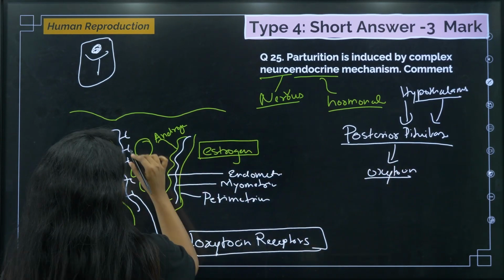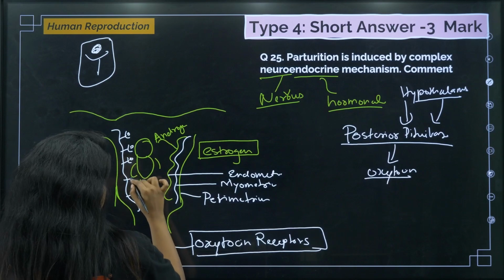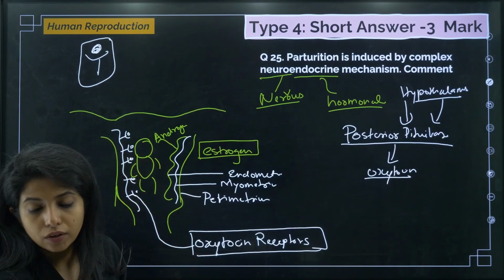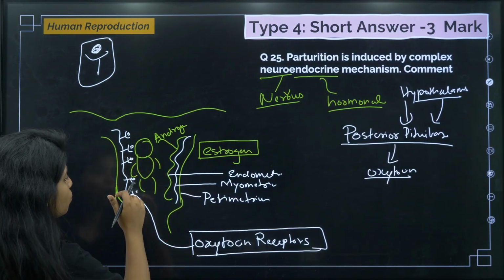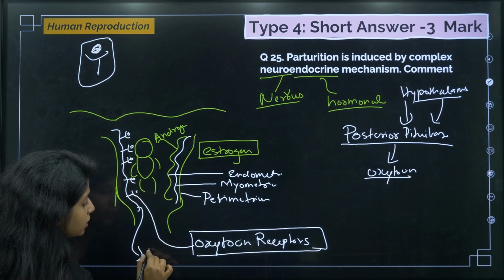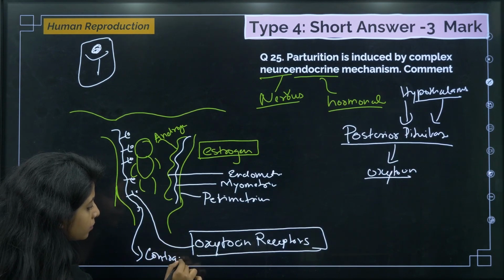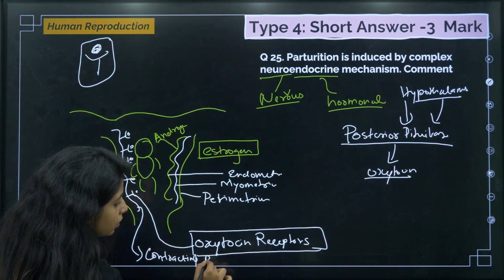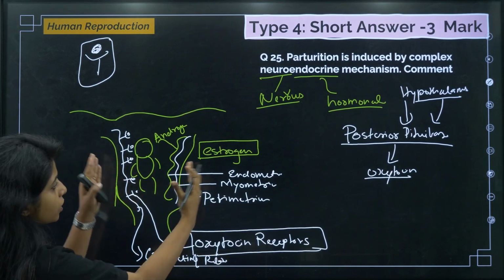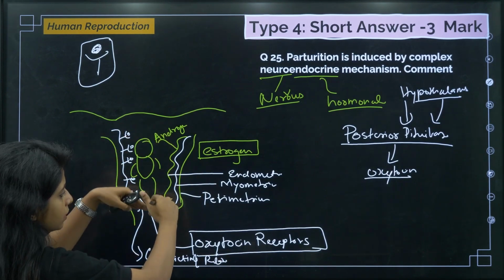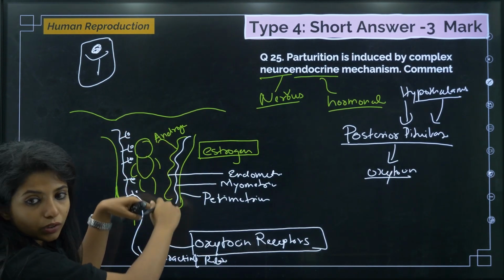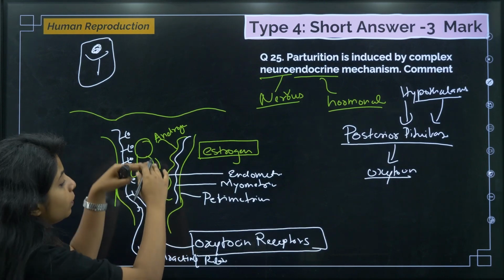This oxytocin will go and bind over here, and when the oxytocin comes and binds over here, children, this myometrium that you see over here will start contracting and relaxing. Will start contracting. Now something is getting contracted. Obviously, don't you think that this particular baby that is over here, the fetus, will be moving down? Yes, it will be moving down.